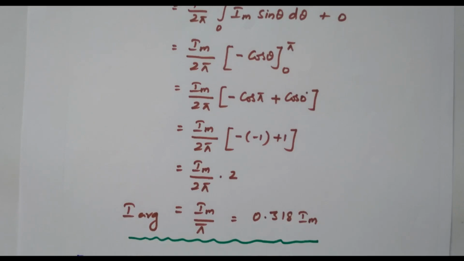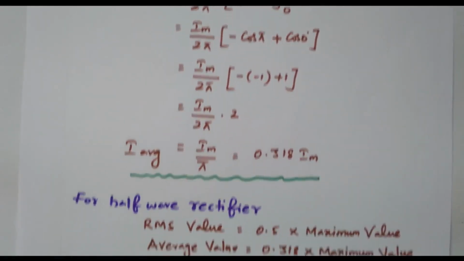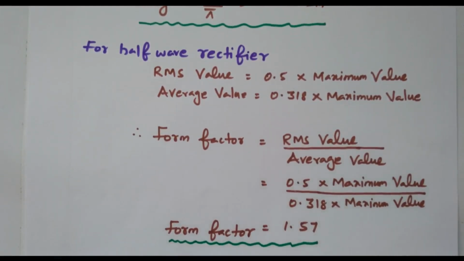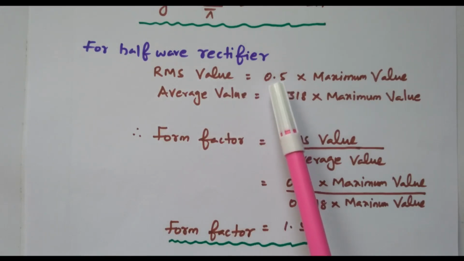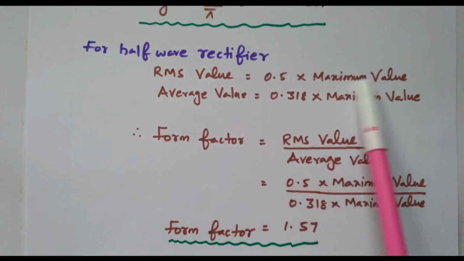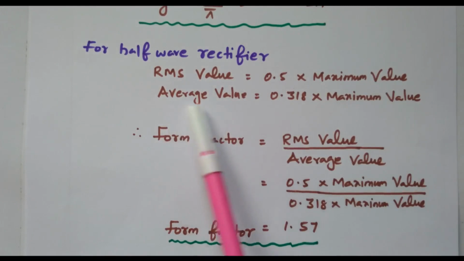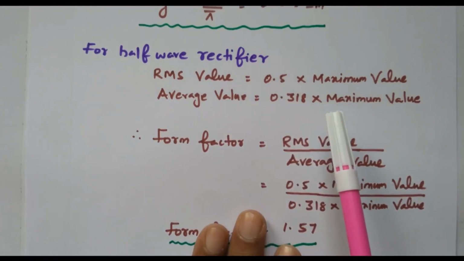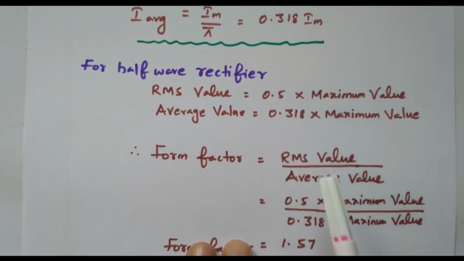Now we got the average value as well as the RMS value of the half wave rectifier. From that we can easily find the form factor. For the half wave rectifier, the RMS value we calculated is 0.5 times Im, that is the maximum value. The average value equals 0.318 times the maximum value, just now we calculated.